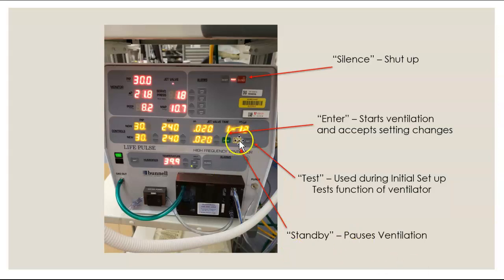The standby button is what pauses ventilation. So just as with the high frequency oscillator, if we pause it, it just stops the high frequency, but we continue to hold that pressure that is maintaining our airways open. We don't just take it all away. So if we pause it maybe to suction or to listen, we just press enter to continue on. And then during the initial setup, this is the little test button. My favorite thing is that it kind of looks a little bit like the flux capacitor when you're doing the test button. So you get to go back to the future, just if you need that little reminder.